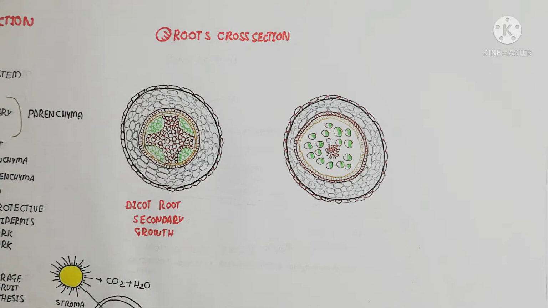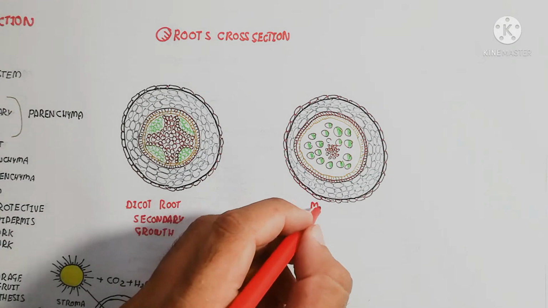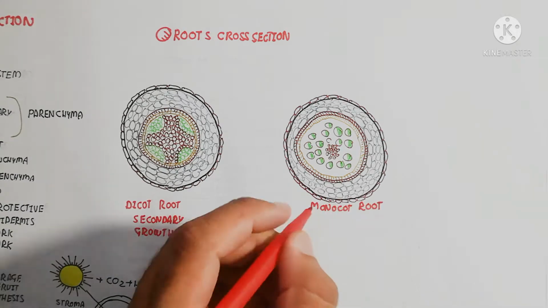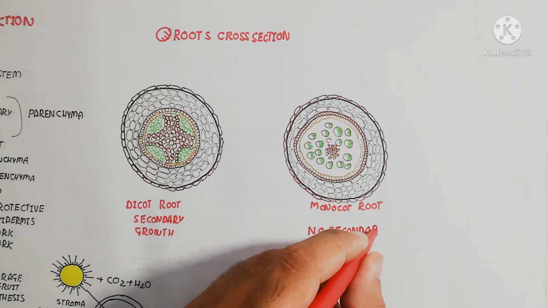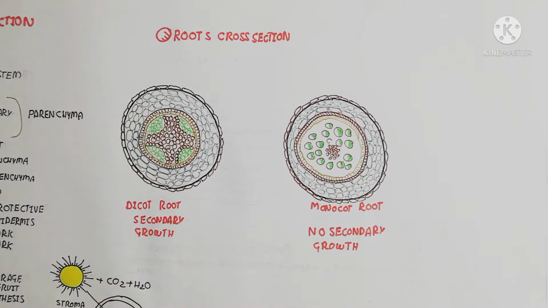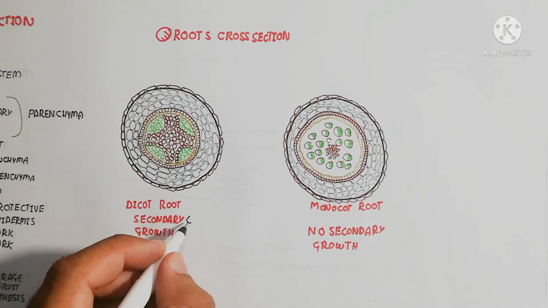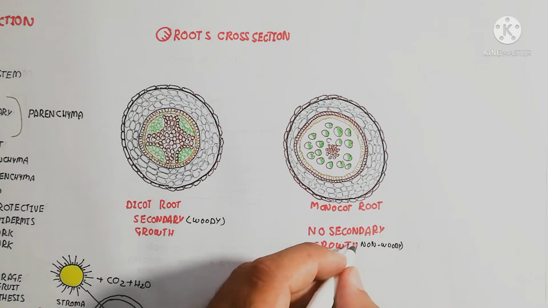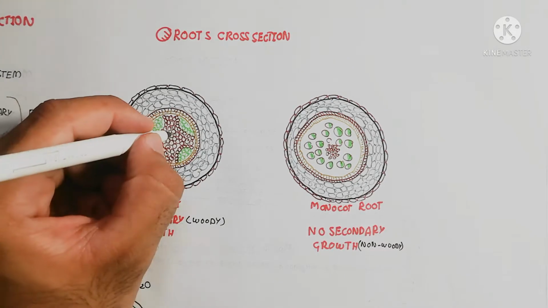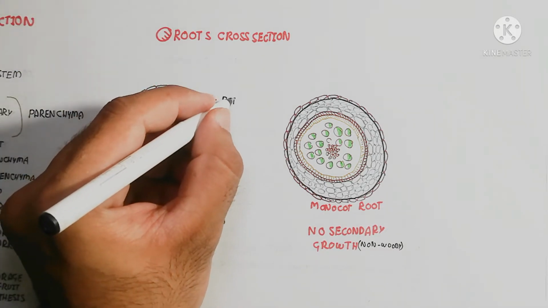So that is the dicot root and monocot root. The dicot root produces secondary growth, and it is woody, while the monocot is non-woody, and it has scattered xylem and phloem in the ground tissue. So basically here the pith is the central part.